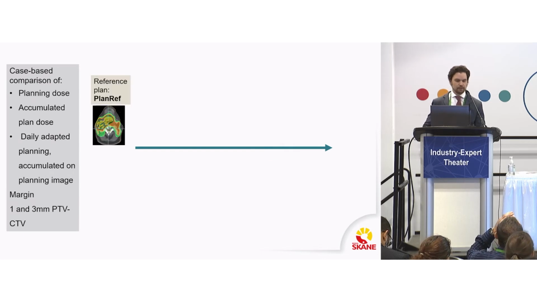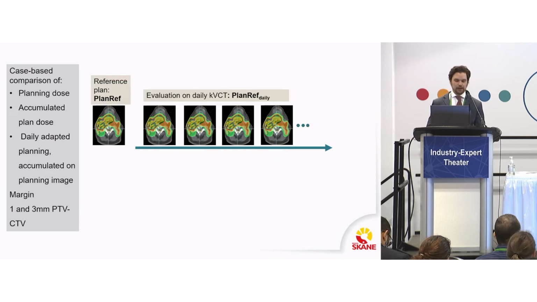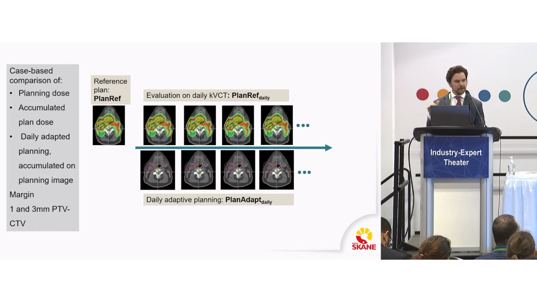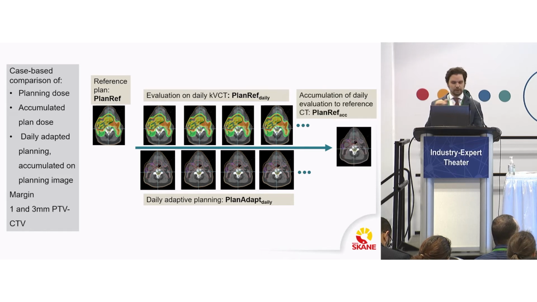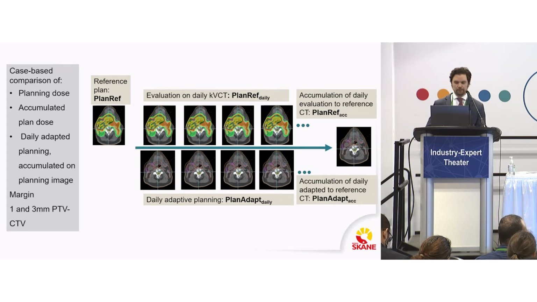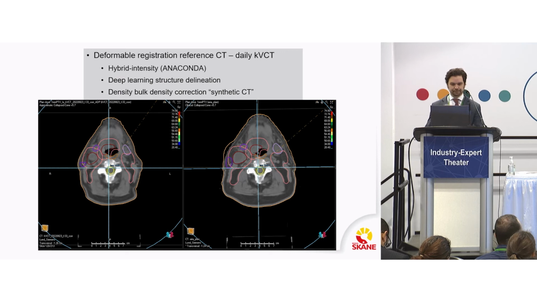So we did a case-based comparison. We had a reference plan, and we validated that on the daily CT, called the PlanRef Daily, and also did the daily adaptive plans on the fractions that had kVCT imaging. We accumulated those back to the daily evaluation reference, and the adaptive plan, of course, back to the reference CT. Of course, this is a case-based feasibility evaluation. It's not quantitative research, so we can't determine how often adaptation is better than not. It's more that we see it's a feasible way to do it in this suite of technologies.